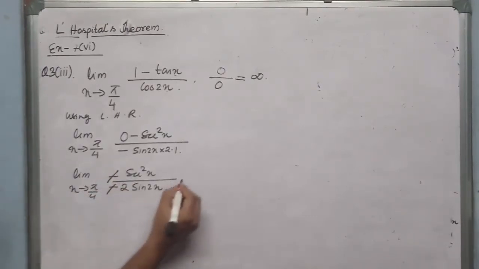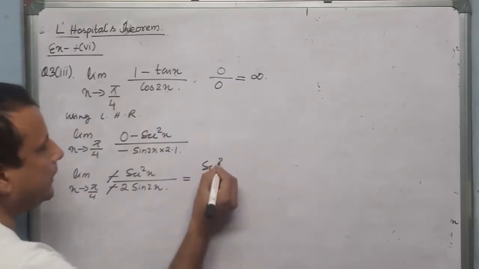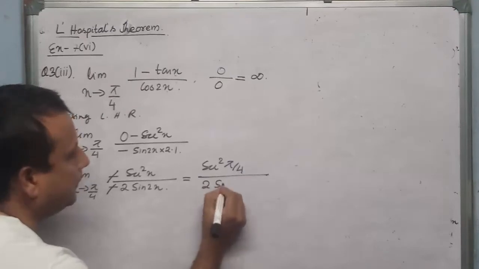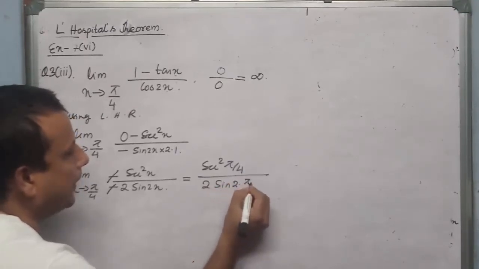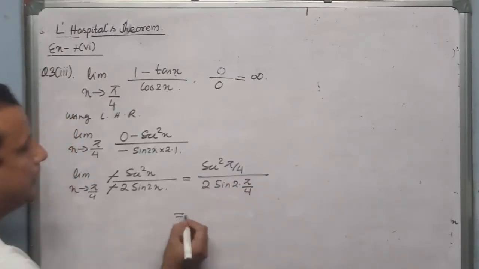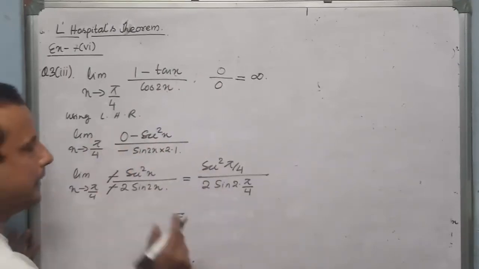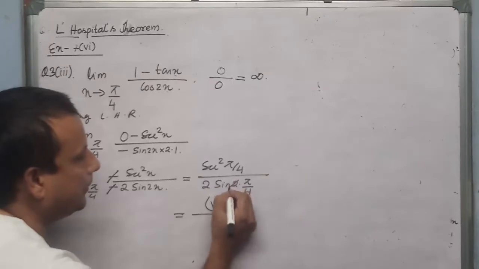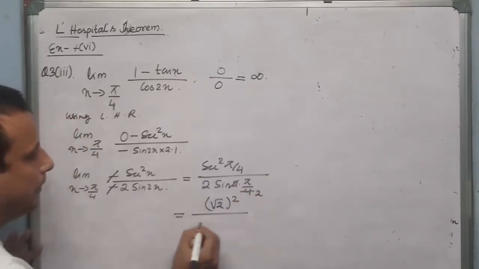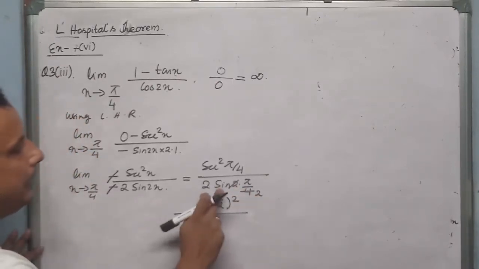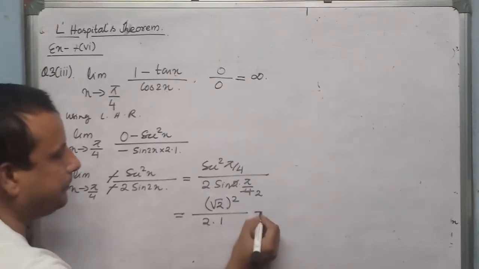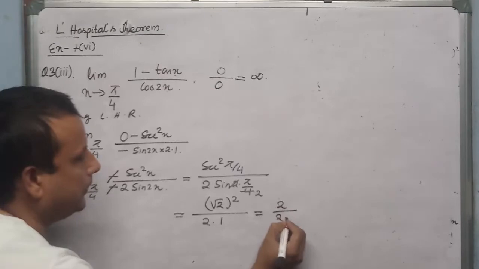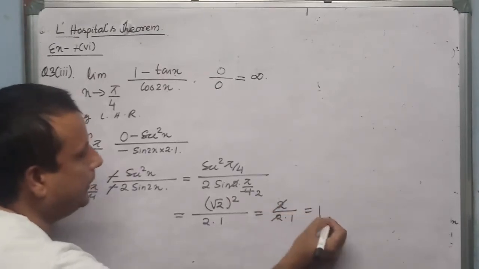Now I'll substitute the value pi by 4. Sec square pi by 4 over 2 into sine 2 into pi by 4. Pi by 4 means 45 degrees. Sec 45 is root 2, whole square, over 2 into sine pi by 2, which is 2 into sine 90, which is 1. And root 2 whole square is 2, over 2 into 1. Answer is 1.